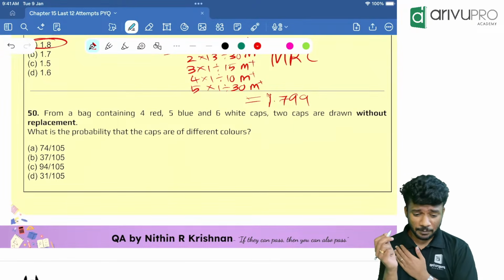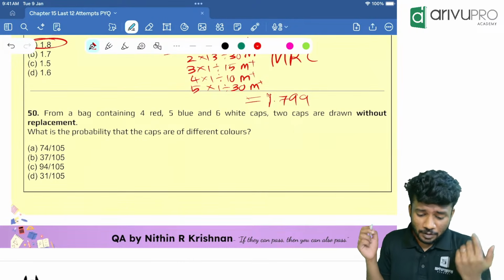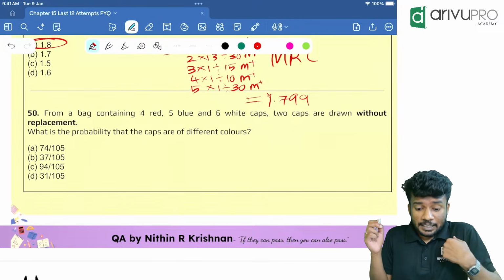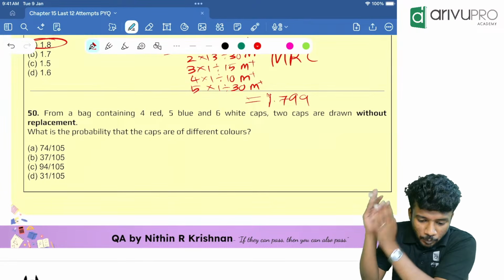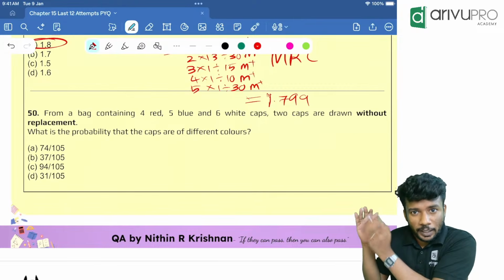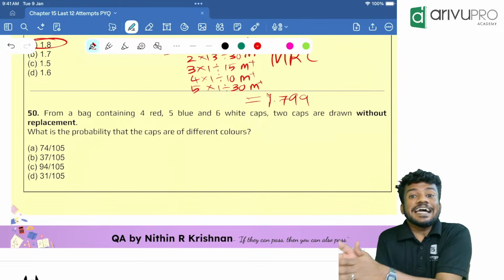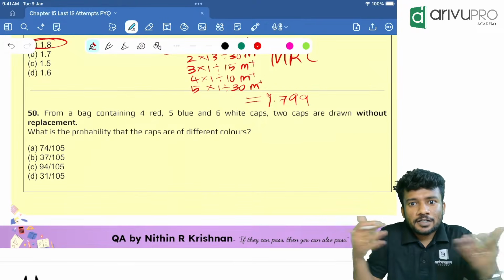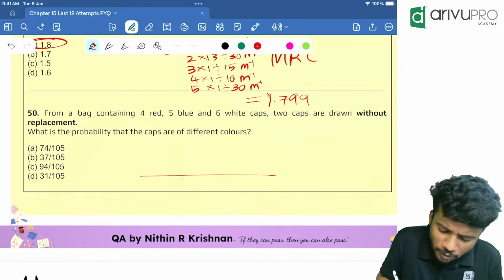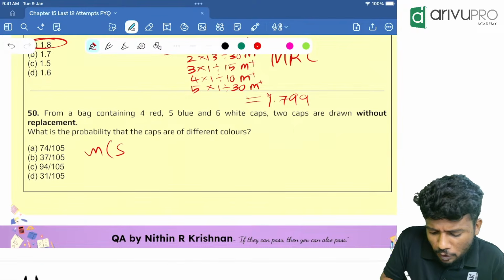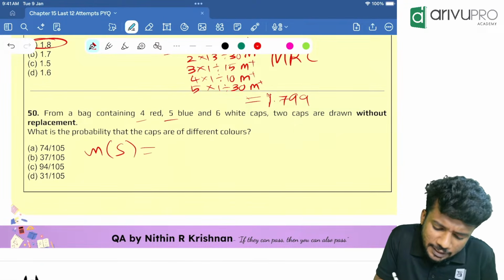Different colors means what? If I took a red cap first, that means the second should be a blue cap. Or I take a blue cap, then it should be a white cap. Or I take a white cap, then it should be a red cap. Likewise, it should be split. That is the basic condition. So, how will you write the denominator, or N of S, the total sample space? How much are there in total now?